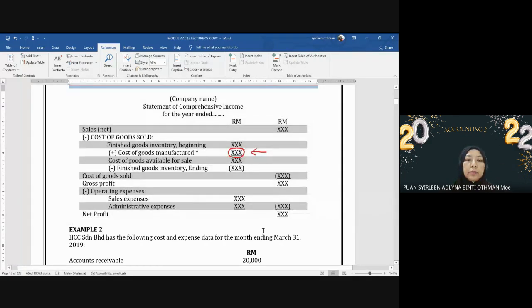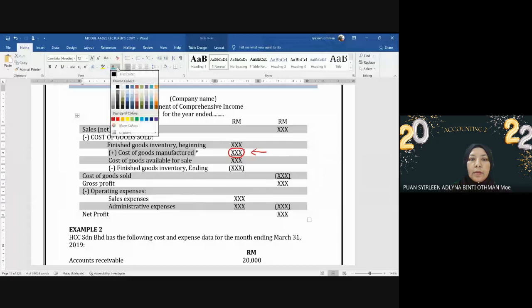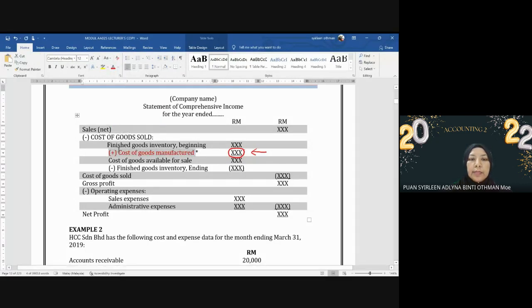Okay, so you akan ambil beginning inventory, tapi kita akan ambil finished goods inventory sahaja. So this will be your beginning inventory in finished goods plus COGM. Di mana dapat COGM tadi? COGM ni tadi madam dapat daripada statement yang saya prepare di atas tadi. Okay, alright. And then kita akan minus dengan, okay, these two you'll get cost of good available for sale. Okay, lepas tu kita minus dengan ending inventory for finished goods, you akan dapat cost of goods sold.